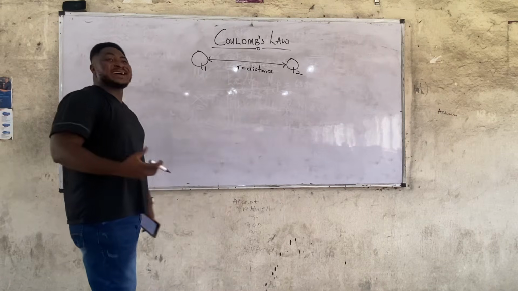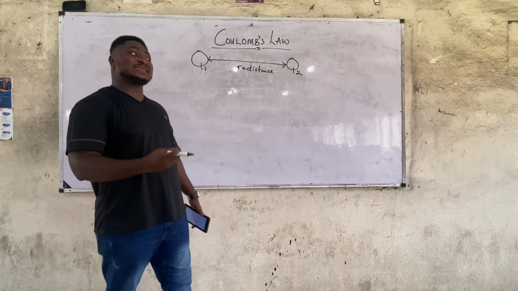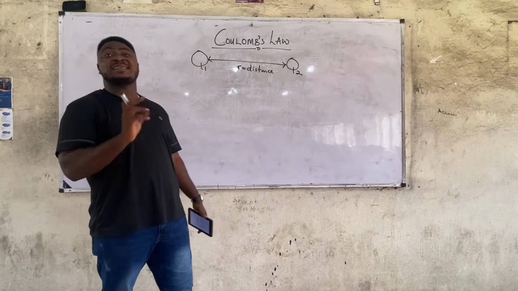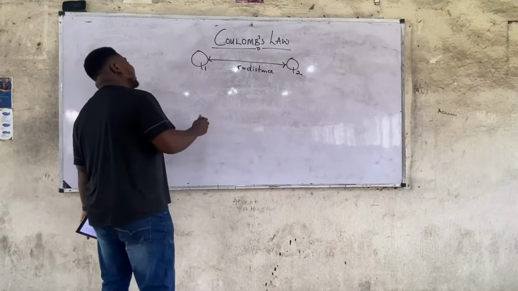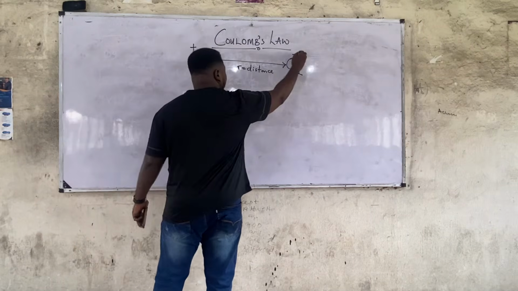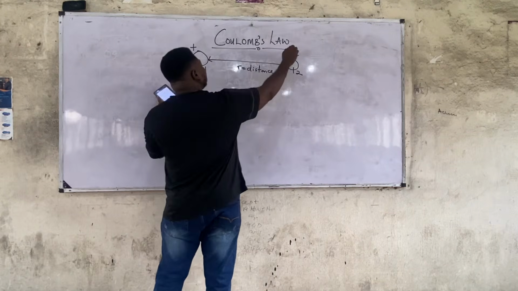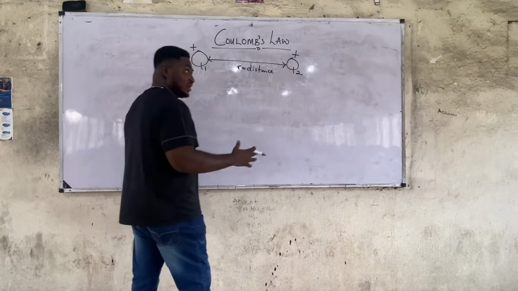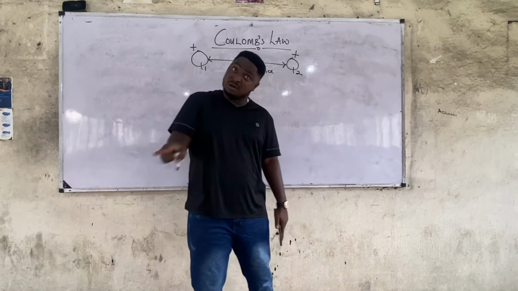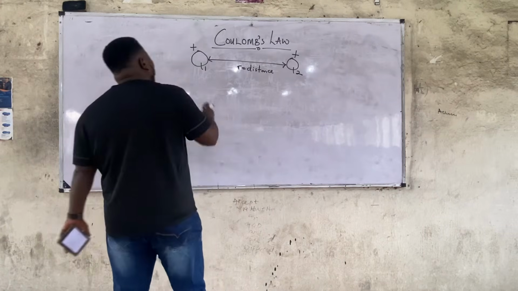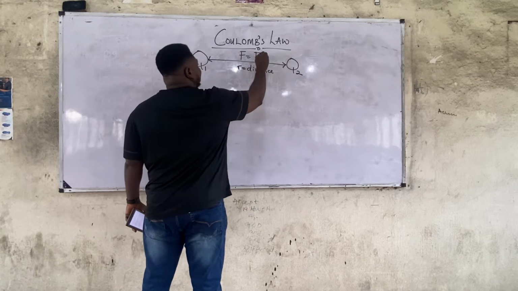Class, these charges could be attracted to each other or repulsive to each other, depending on whether they are the same or different. Remember the first law of electrostatics said that like charges repel, unlike charges attract. So if this is a positive charge and this is a negative, it will be a force of attraction. But if the charges are the same, positive, positive, or negative, negative, they will repel each other. That's why Coulomb's law said attraction or repulsion. So the bottom line is that there will be a force between them. Let the force be F, class.